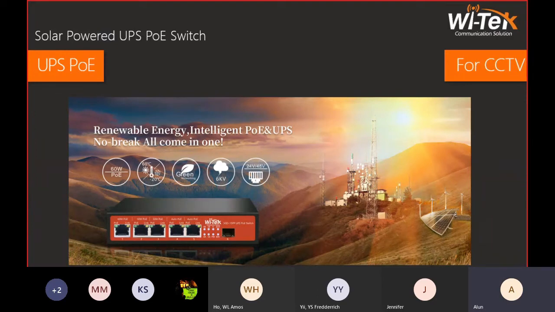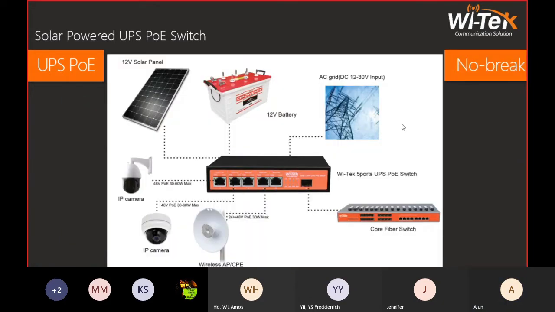And then I introduce our solar UPS PV switch. Actually, the solar powered UPS PV switch is a PV switch. We are adding the solar function and the battery backup function. Here, in the switch, we designed the solar controller and the battery controller inside. So the switch can connect the solar panel and the battery directly, and it will charge and discharge. And you can also connect the AC input. When you connect the solar and the AC, it will use solar first, because we want to use green energy and charge the battery. And in the front, we designed different PV ports, so you can power up different devices.